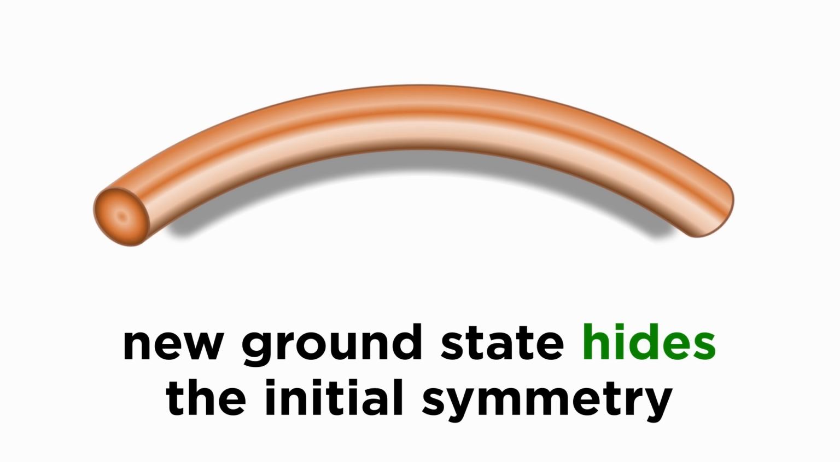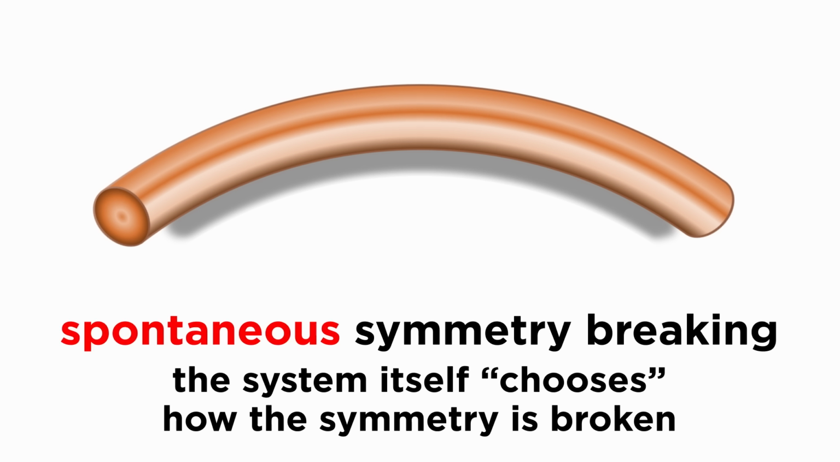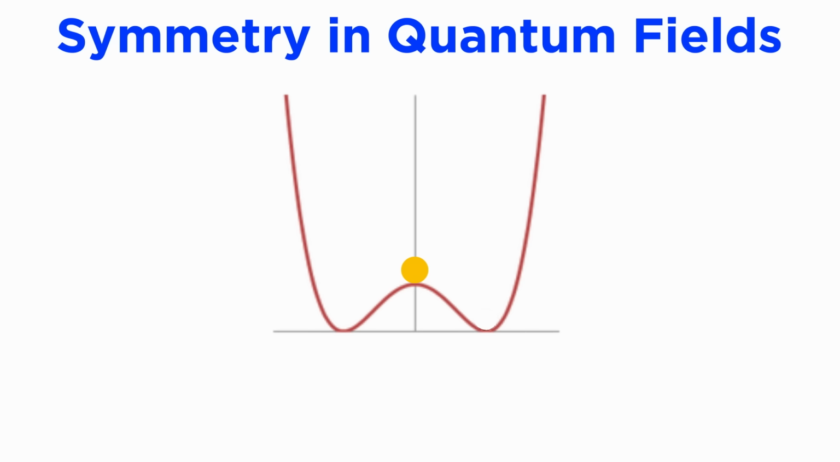In this simple example, the symmetry has been spontaneously broken by the random and arbitrary choice of a new ground state that effectively hides the initial symmetry. The word spontaneous refers to the fact that the equations of motion within the system don't specify how the symmetry is broken, but rather it's the system itself, not the underlying rules, that chooses how the symmetry is broken. This is directly analogous to the spontaneous symmetry breaking that takes place in quantum fields.